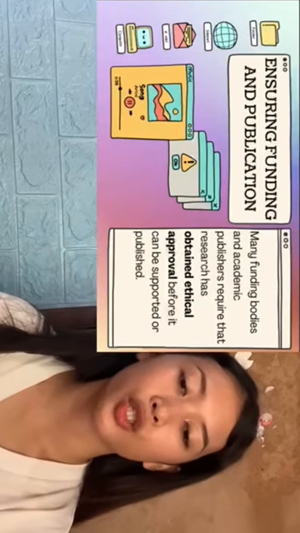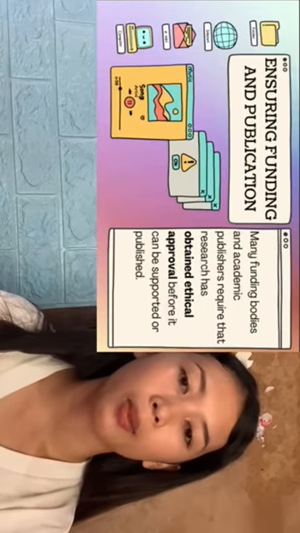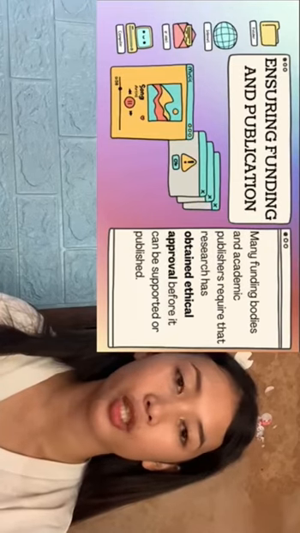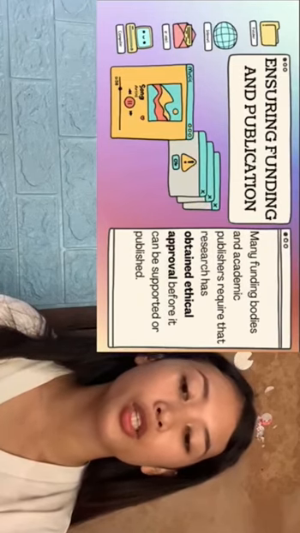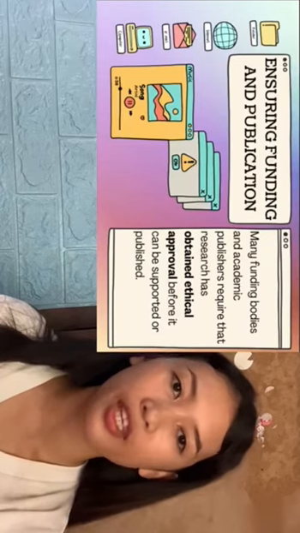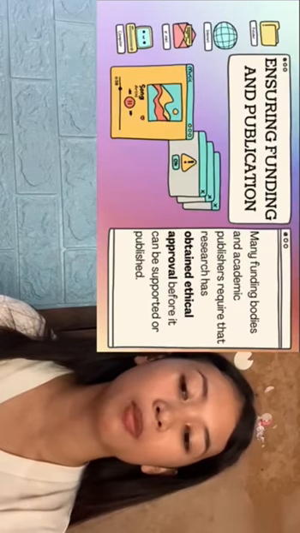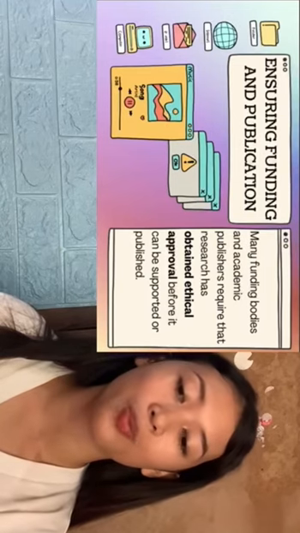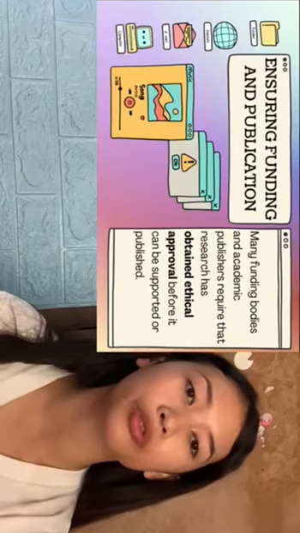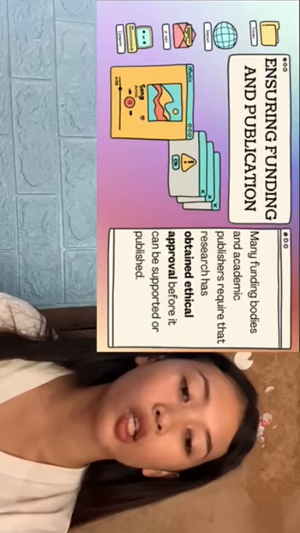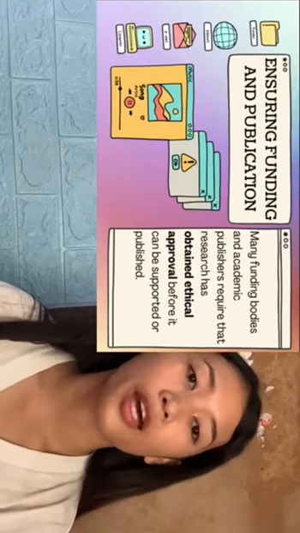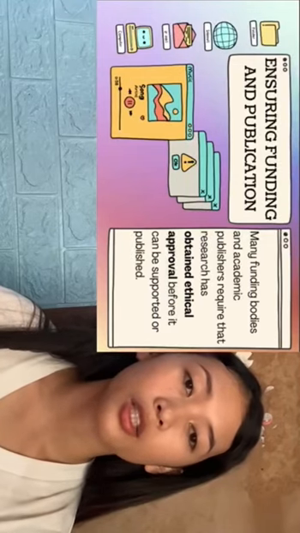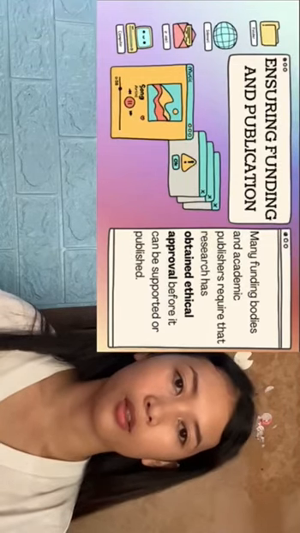Lastly is ensures funding and publication. Many funding bodies and academic publishers require that the researchers have obtained ethical approval before the research can be supported or published. Of course, the research that they are going to publish has to be ethically approved, so that their funding on that research is being valued and worthy.